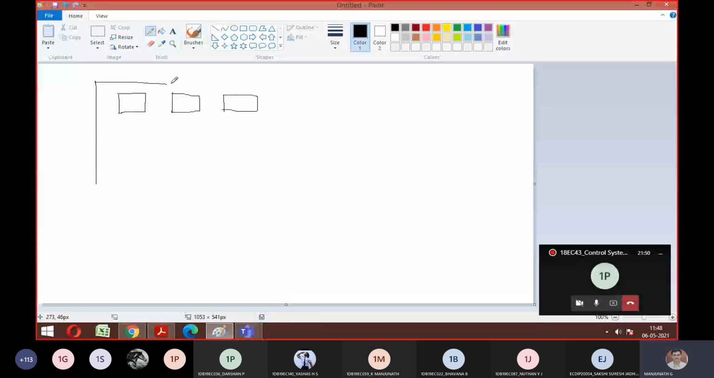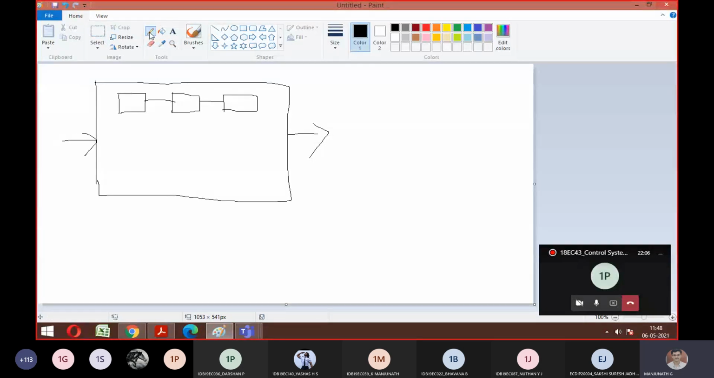So input is fed here, output is taken here. So we have some system in between this, right? Inside that, if we find the blocks in this manner, then what rule number one says is what I'm trying to explain. Assume that these three blocks are chained like a series or a cascade connection. So if we call these G1, G2 and G3.